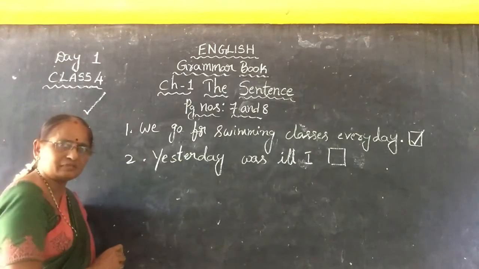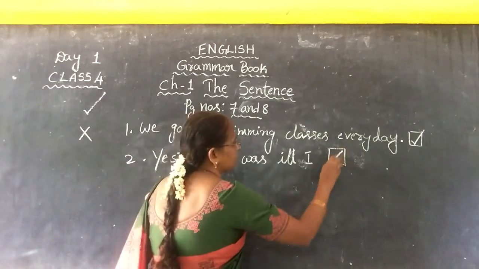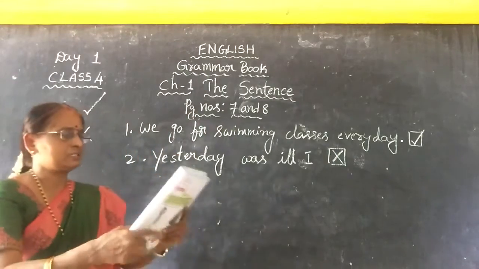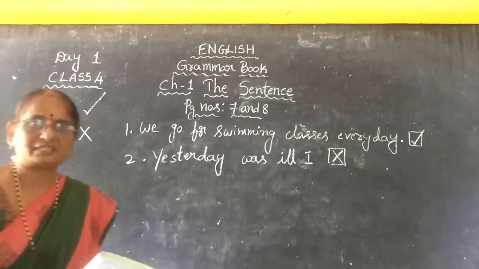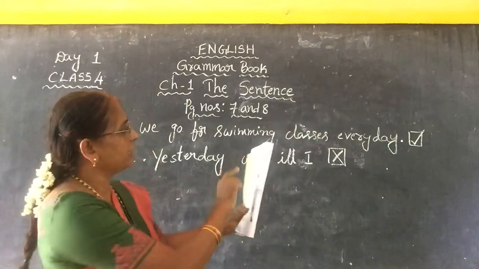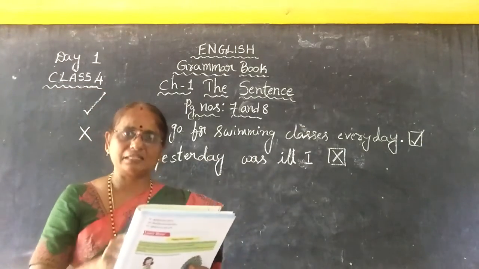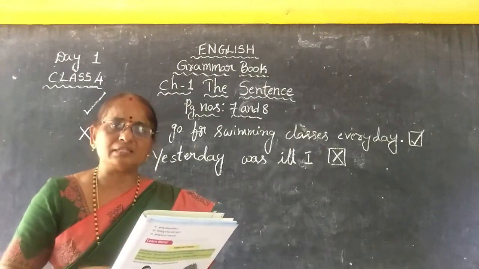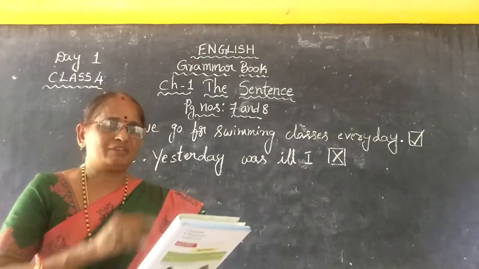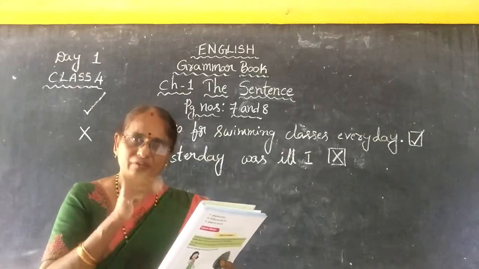So what is the correct answer for this? This is a cross mark, I mean wrong. Like this, see, there are 1 to 11 sentences. You have to see here, against each sentence they have given 11 boxes also. Which is the correct sentence, which gives us complete sense?